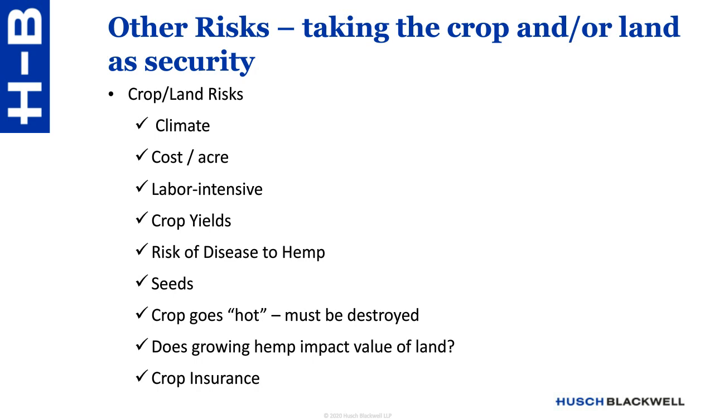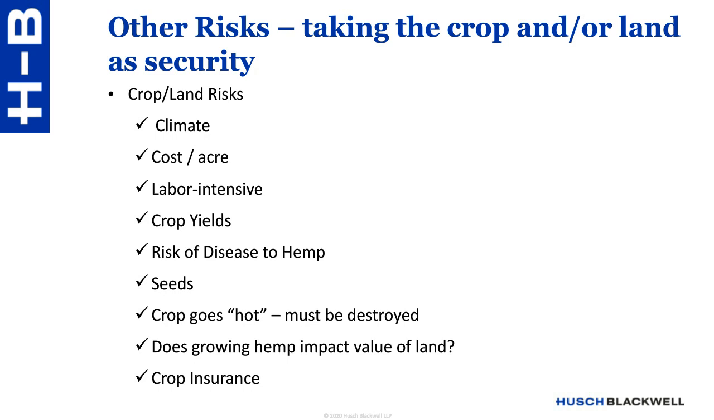And then furthermore, we have highlighted here some risk of disease. The EPA has approved, at this point, only 10 pesticides for use on hemp. Now, that's relatively modest, and we know that more are to come. But right now, it's 10, so potential risk there.